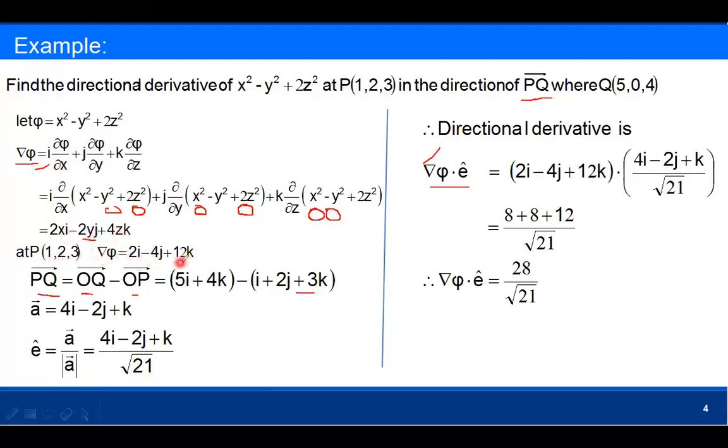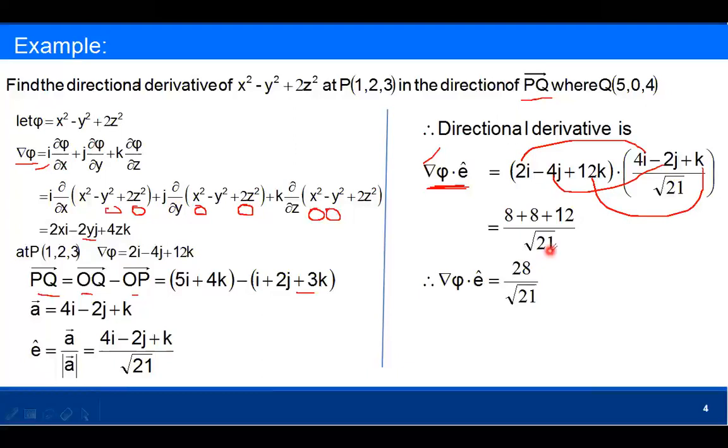Okay. Now find directional derivative del phi dot e cap. So del phi is 2i minus 4j plus 12k dot e cap, that is 4i minus 2j plus k upon root 21. Now find the dot product of these two vectors. So 2 into 4, that is 8, minus into minus plus, 4 into 2, 8, plus 12 into 1, that is 12. So that is root 28 upon root 21.